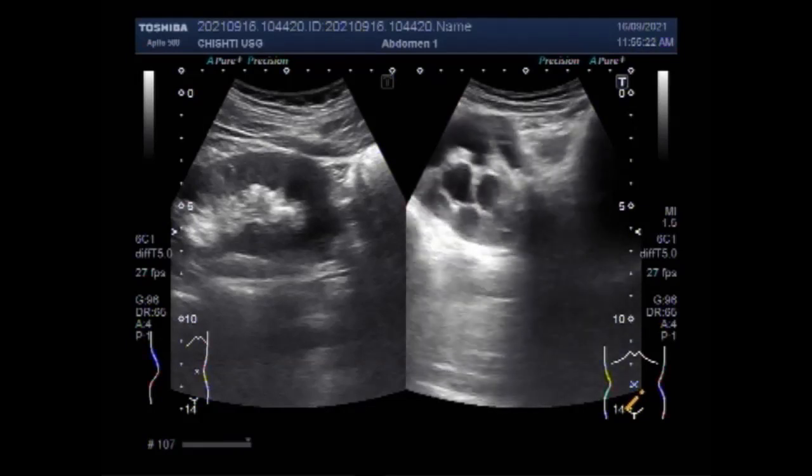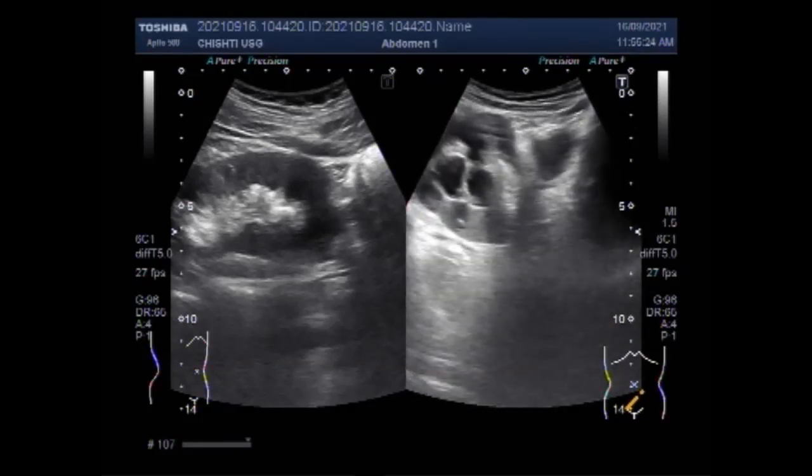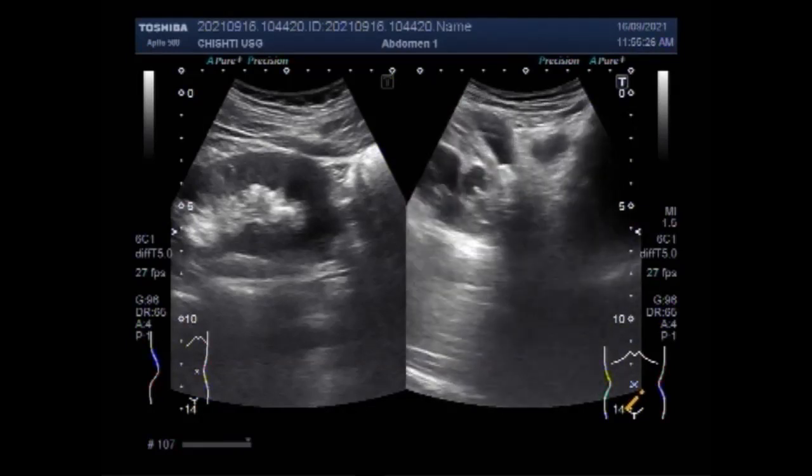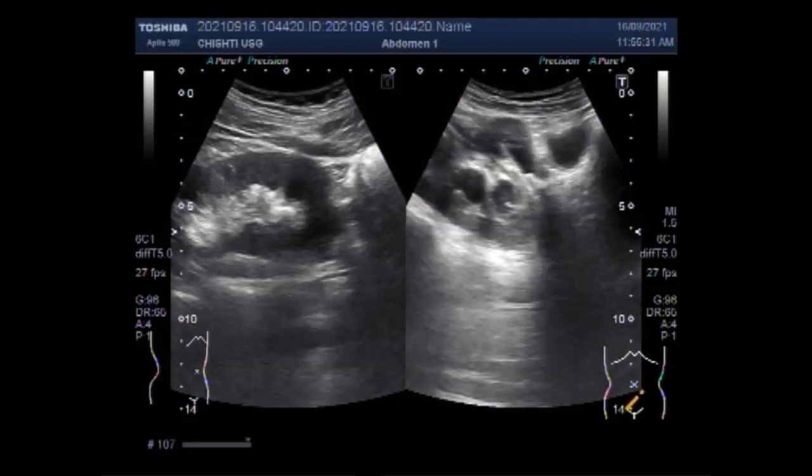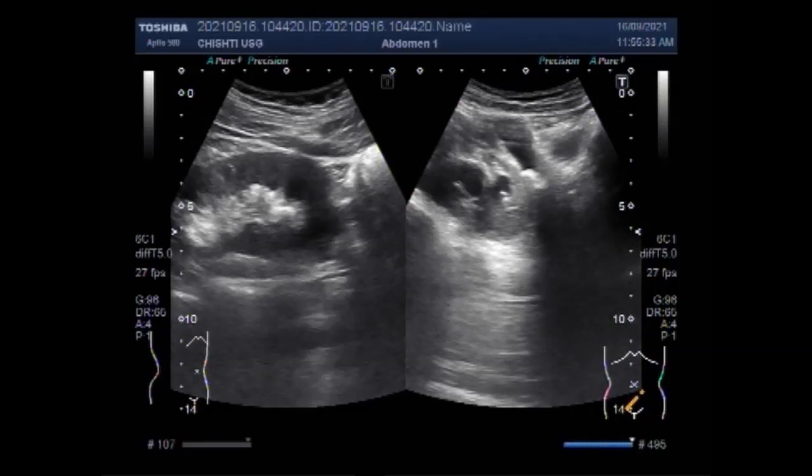Now you can see both the stones lying adjacent to each other in the distal portion of this small ureter. These are the stones in the ureter of the ectopic kidney.